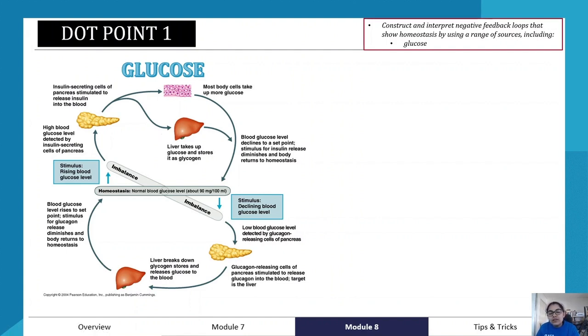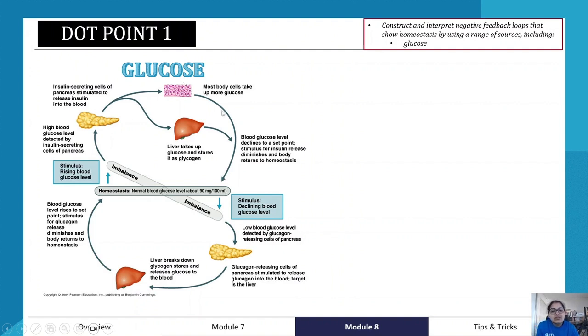But the liver won't store glucose as is. It is going to change the glucose into something called glycogen, which is basically a big chain of glucose. You've got around 10 to 12 glucose molecules attached in one glycogen unit. You don't need to know that, but that's just to explain why the liver is doing that. It's taking up glucose and storing it, chaining it up as glycogen.